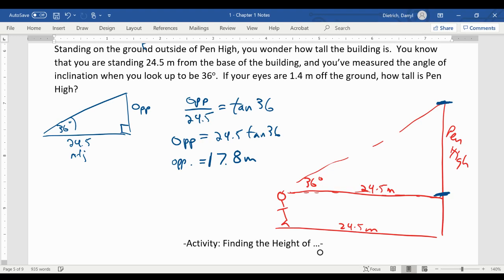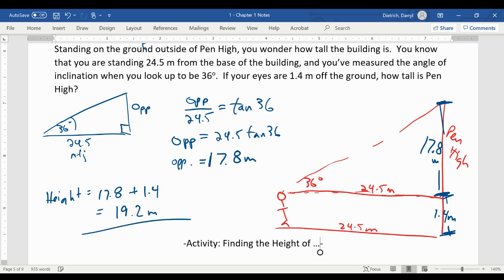Okay, and then we know that this height from your eyeball up to the top of pen high is 17.8 meters. We just need to add in the 1.4 meters that the person's eyeballs are above the ground. So our total height of this thing would be 17.8 plus the 1.4 meters, which gives us 19.2 meters. Okay, so there's an example of an application of trig.